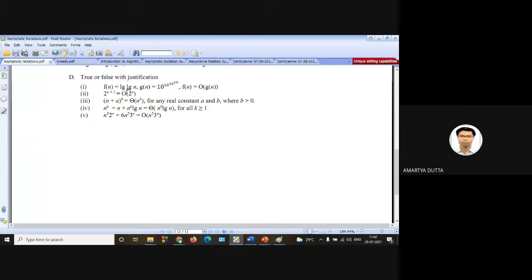So which one will be the correct answer? If it is false, which one will be the corrected version? This is a constant. This will be big omega. Fn is big omega of Gn. Is it clear to everyone? No, sir. Can you explain the last part?